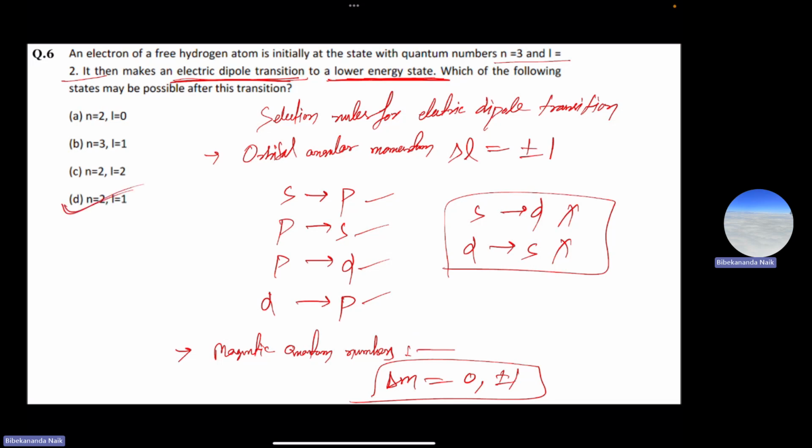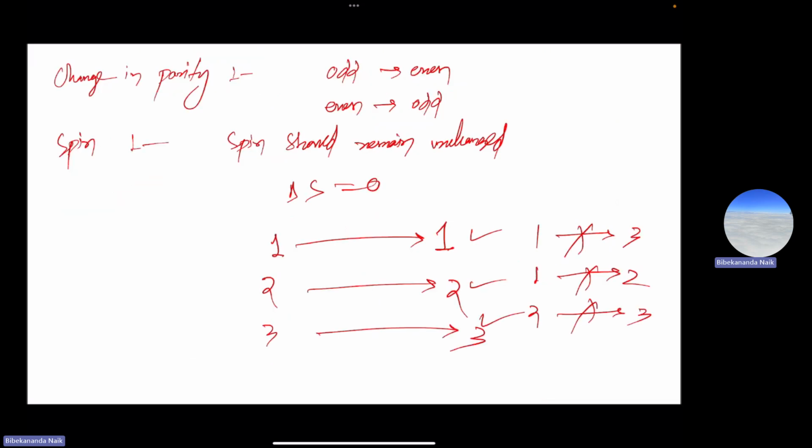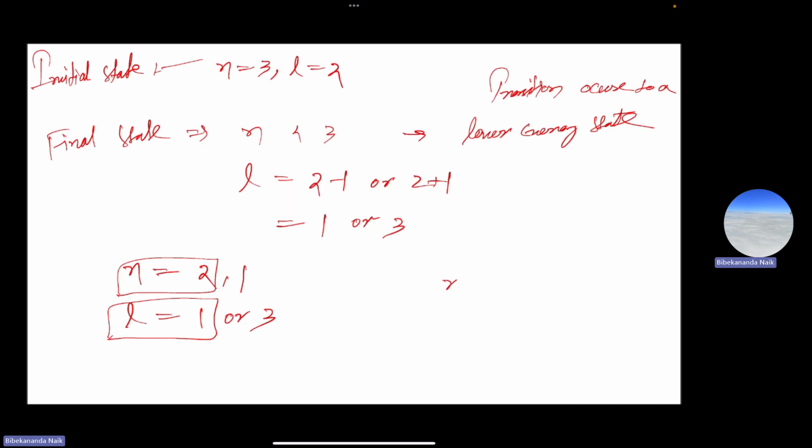So n is 2, L equals 1 is the correct option. So n is 2, L is 1. This is the answer. For an electric dipole transition, the final state will have a lesser value of n, and the orbital quantum number will change by 1, from 2 to 1. So the correct answer is n equals 2 and L equals 1. I hope this is clear to everyone.